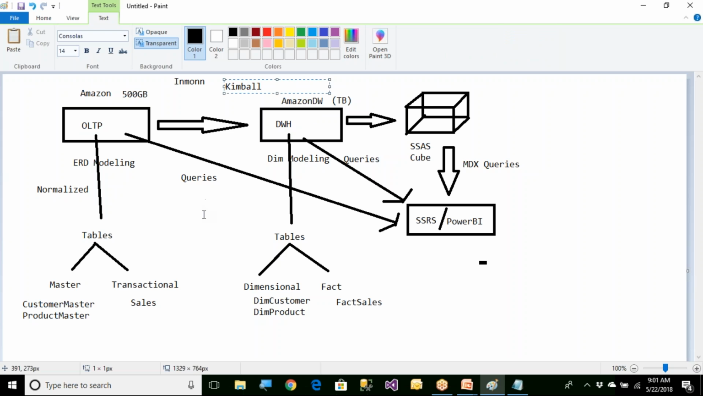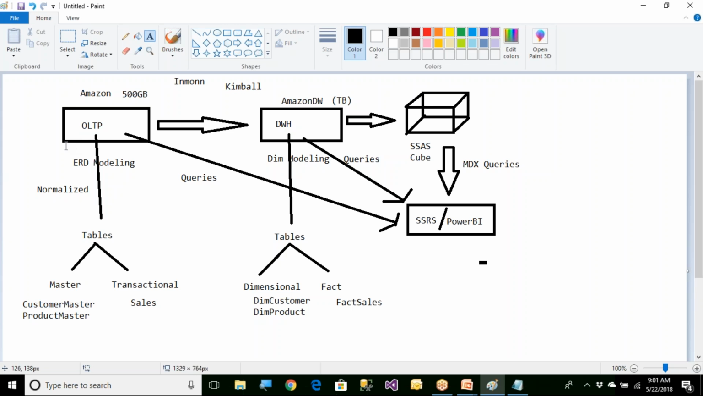Kimball says ERD modeling is very good. Normalization is very good for OLTP, but normalization is not good for data warehousing. And Kimball says, I wanted to give you one more designing principle, that is what is called dimension modeling.